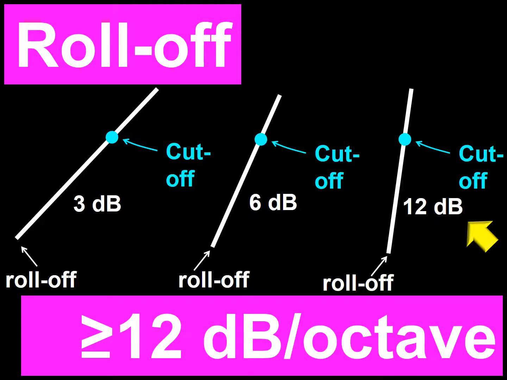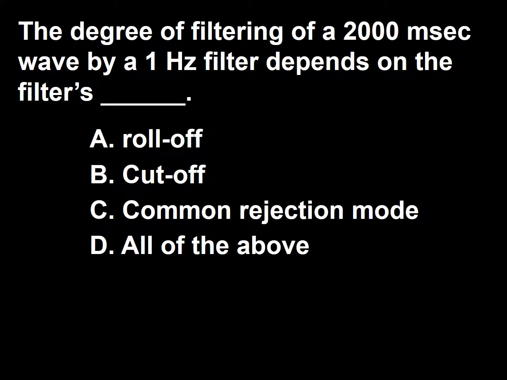Most EEG machines use roll-off of 12 dB, thus giving a sharper roll-off and better control on the frequency of the wave we want to see and the waves we do not want to see. So the answer to this question is A.